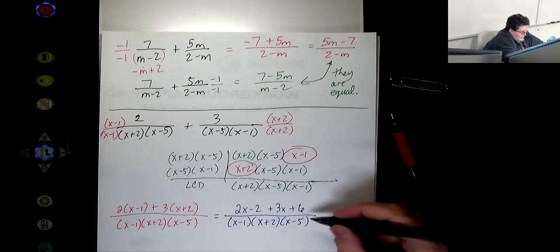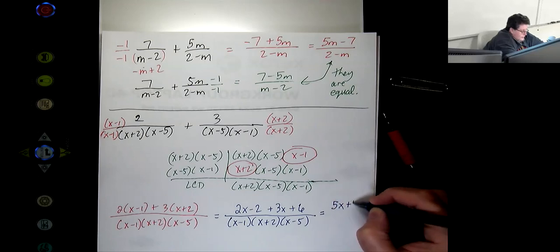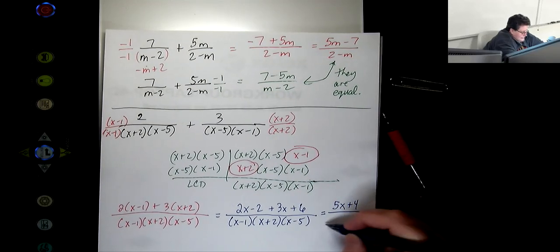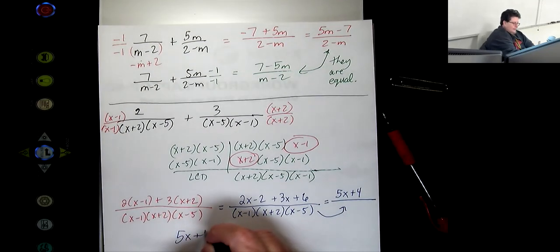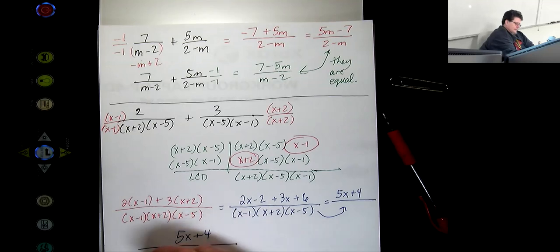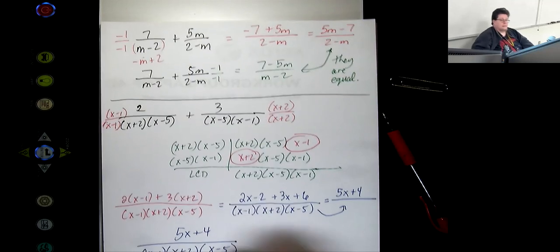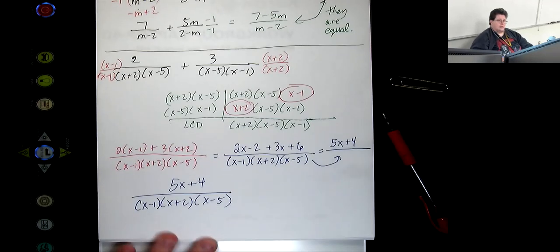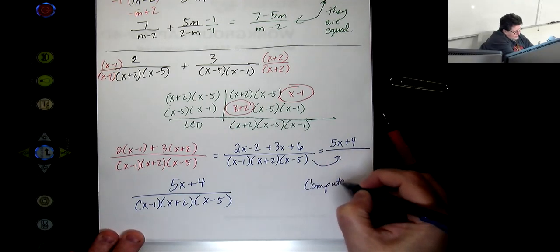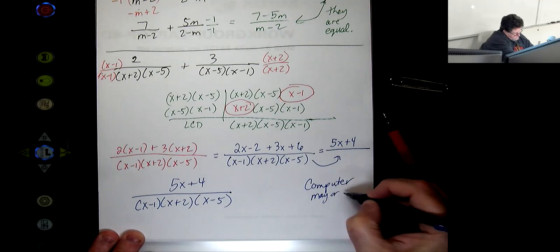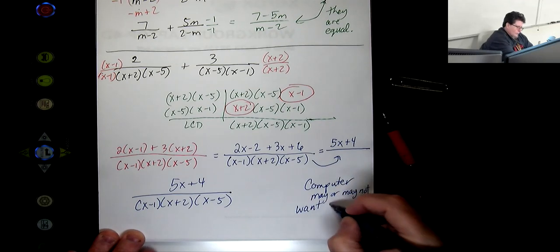And it doesn't look like anything cleans up. If I add the like terms, I have 5x plus 4, which does not simplify. And then I have this bottom right here. So the final answer will be 5x plus 4 over the bottom. The computer may or may not want you to multiply out the bottom.